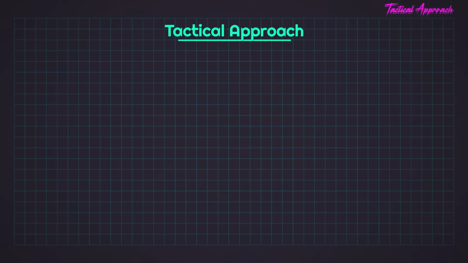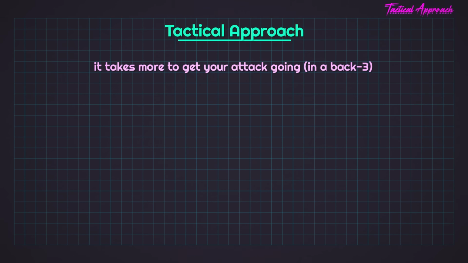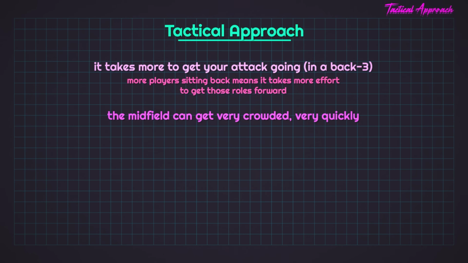Which leads me to the two things I need to keep in mind with this formation. First, it takes more to get your attack going. More players sitting back means it takes more effort to get those rolls forward. And the second thing is the midfield can get very crowded very quickly with players. Getting players wide and into the half spaces is crucial to get this tactic to work. Now that that's out of the way, let's head to the next section and talk about our tactic.